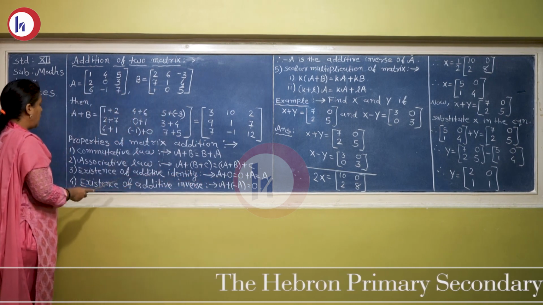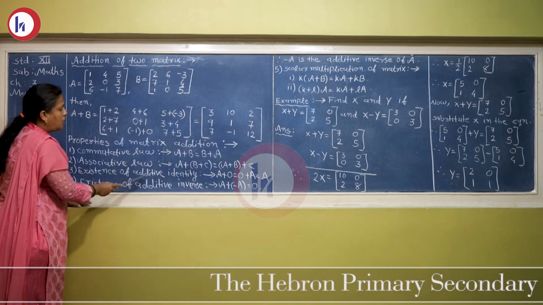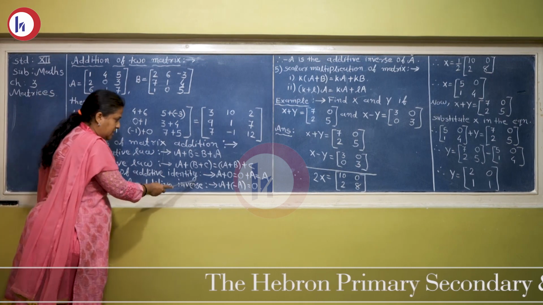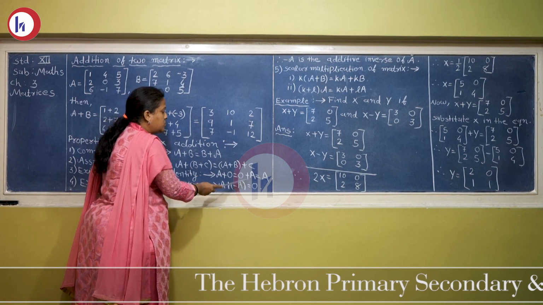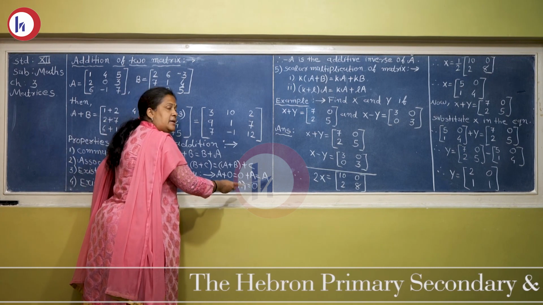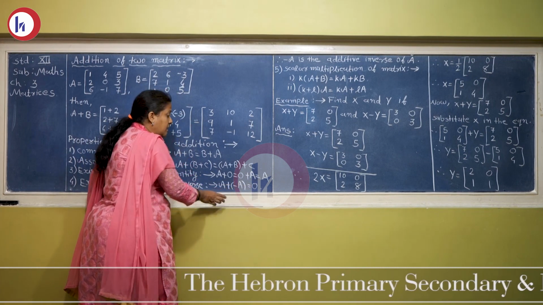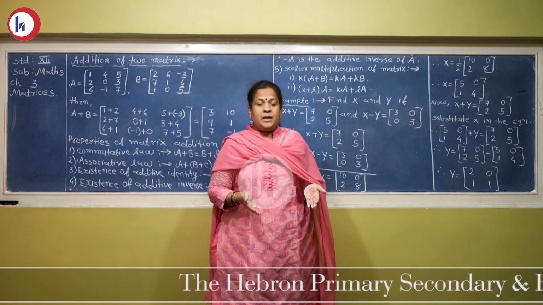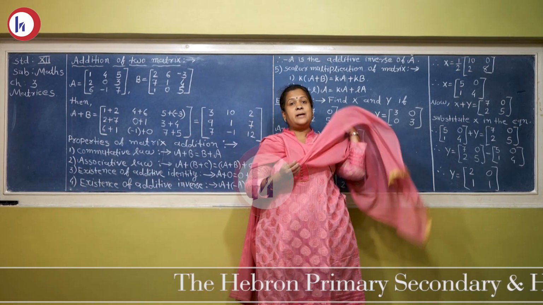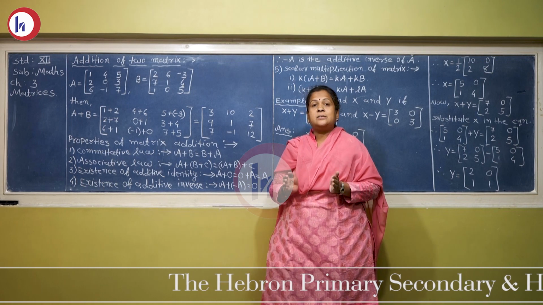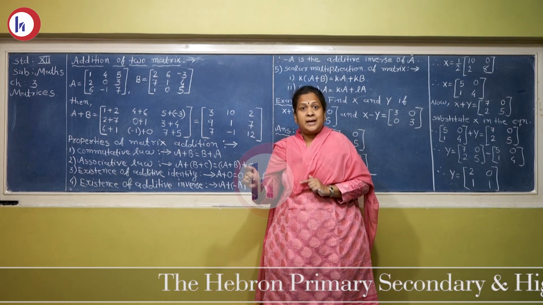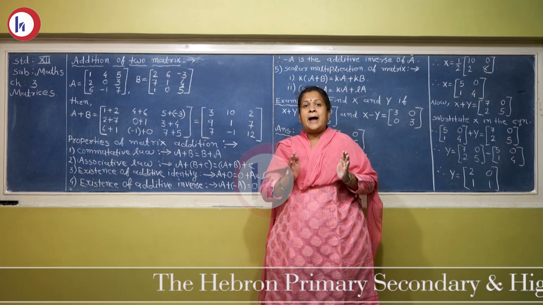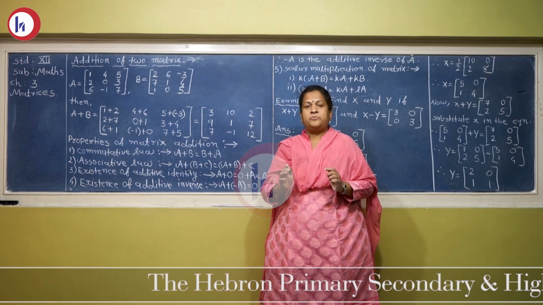The third law, that is the existence of the additive identity. That is A plus 0 is equal to 0 plus A, and it gives you A. So here it indicates that if you add 0 matrix to any matrix, your answer will remain same, and that's why here we can say that 0 is the additive identity of the matrix.